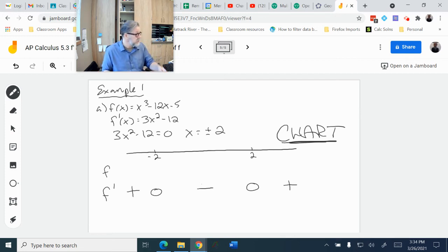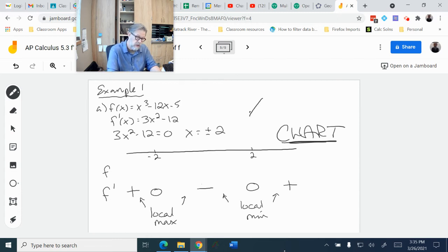So, what does this tell me about the actual graph? Well, what this tells me about the graph of x cubed minus 12x minus 5 is that because my derivative changes from positive to negative, this must be a local maximum. And because my derivative changes from negative to positive, this must be a local minimum. I know the end behavior of a cubic. It goes down like this, it does something in the middle, and it goes up like that.